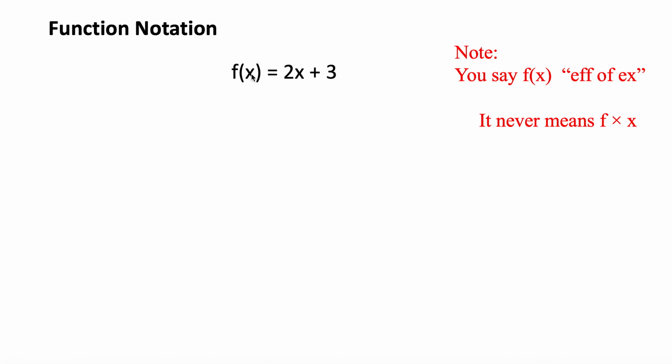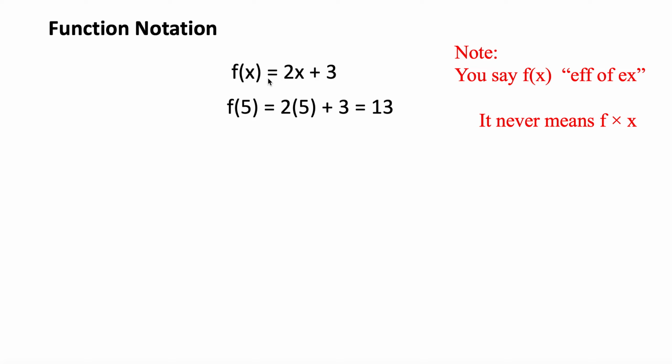Just a clarification: we call this f of x. It's not fx or f times x. We're going to say f of x, to make sure that it's a function of x and make sure everyone understands what you're talking about. f of x is definitely not multiplication. It's a function we perform on the x. So it's f of x.